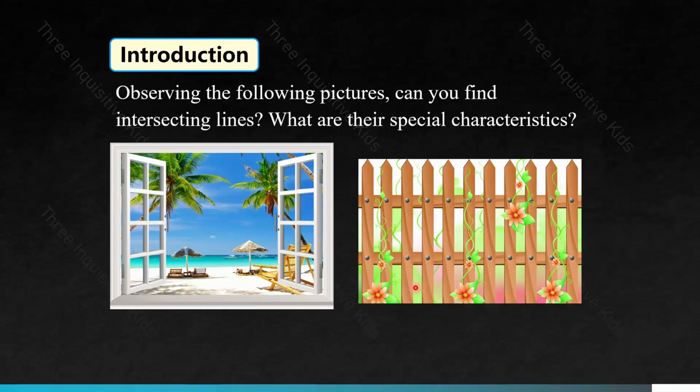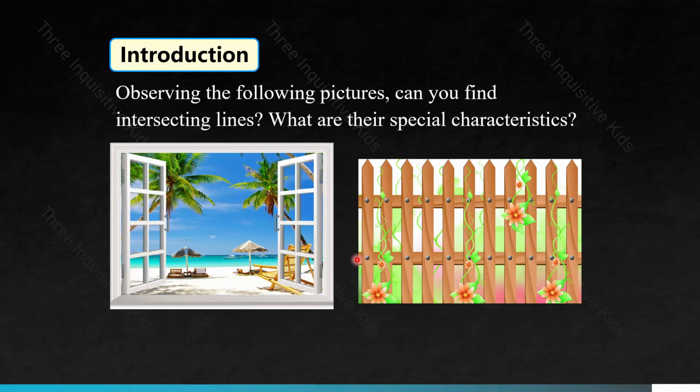Observe these two following pictures, and can you find any intersecting lines? That's a term we learned in the last video. Intersecting lines are two lines that intersect at one point. And what are their special characteristics?